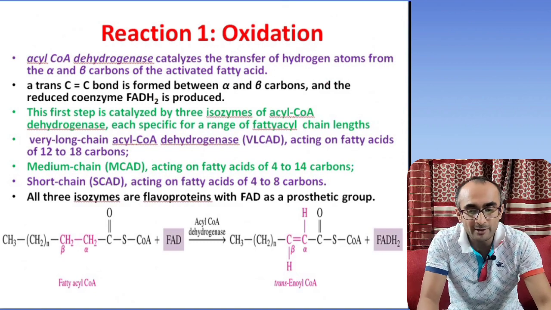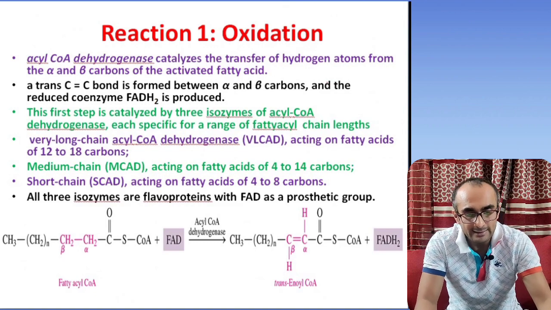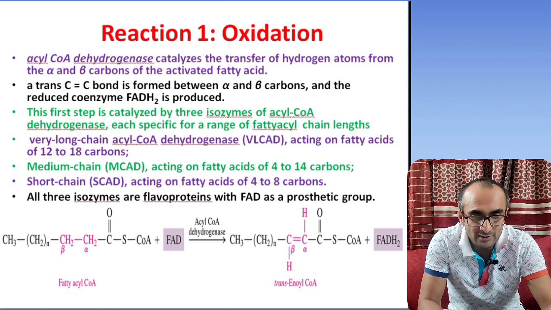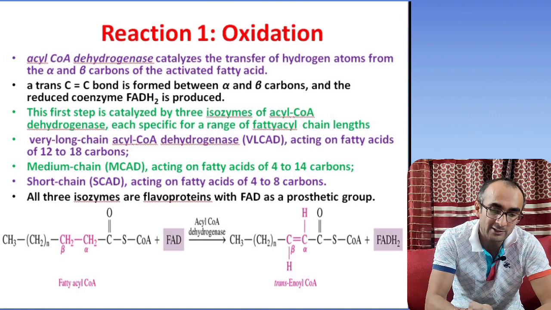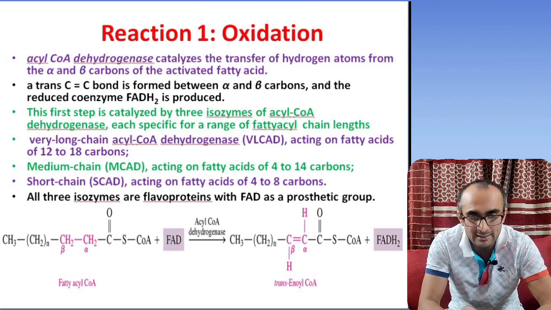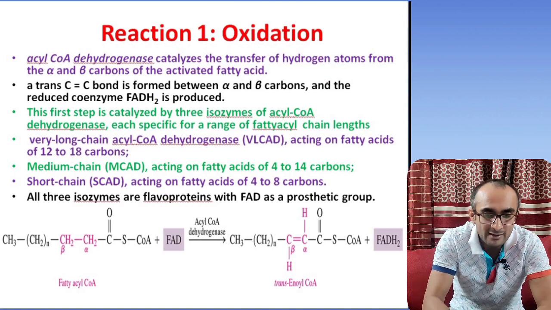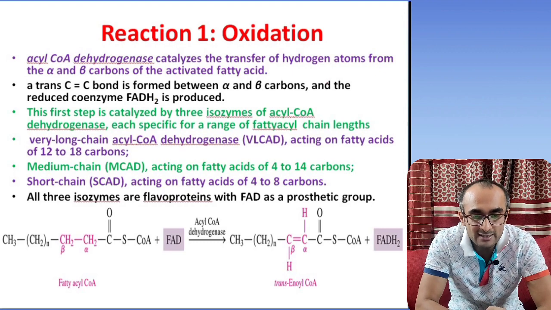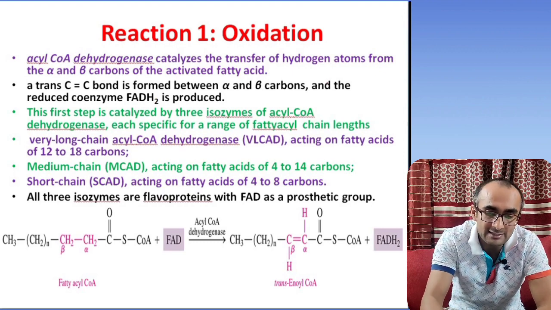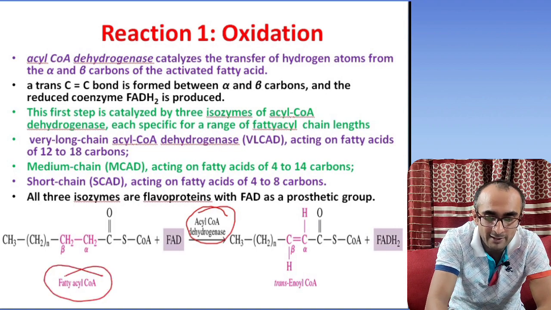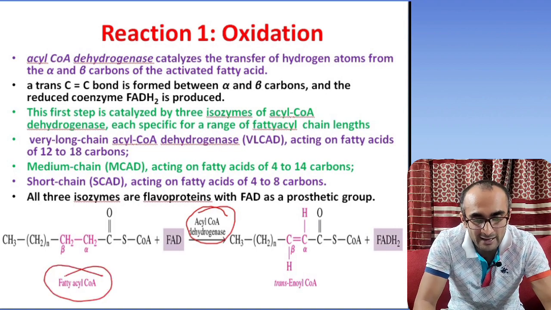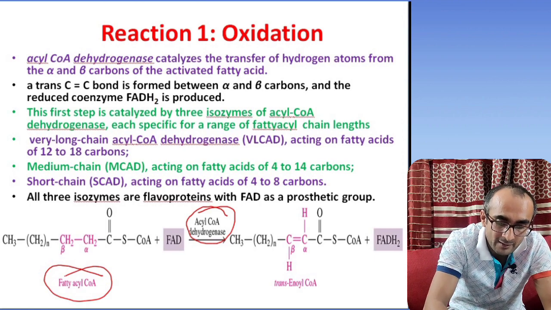The first reaction of beta oxidation is an oxidation reaction, where fatty acyl coenzyme A, which is transported from cytosol to the mitochondrial matrix, gets oxidized by an enzyme called acyl coenzyme A dehydrogenase. So this is a dehydrogenase enzyme which oxidizes acyl coenzyme A, and in this oxidation alpha-beta desaturation occurs. Hydrogen will be removed from the alpha and beta carbon atoms; dehydrogenation will happen.